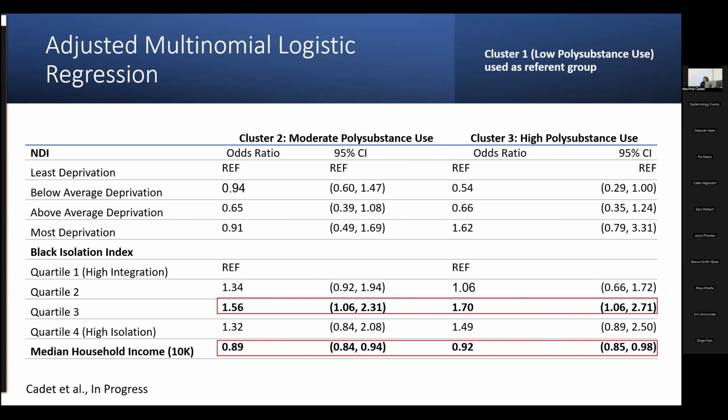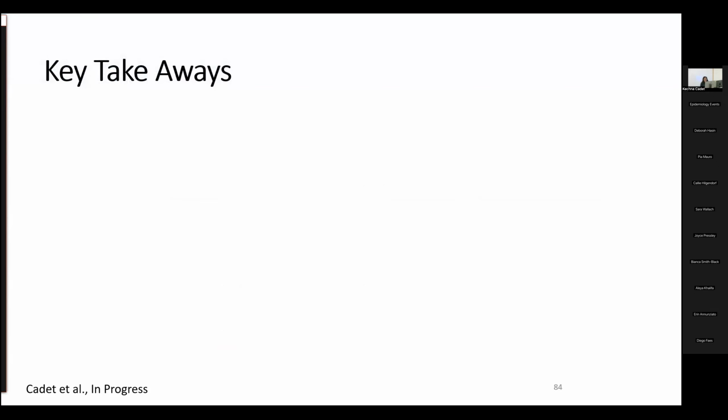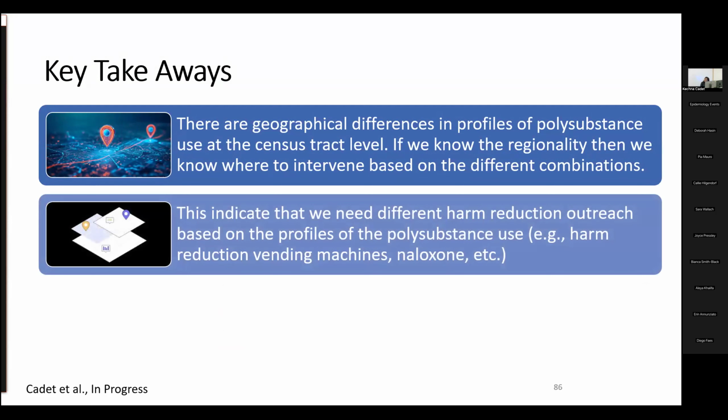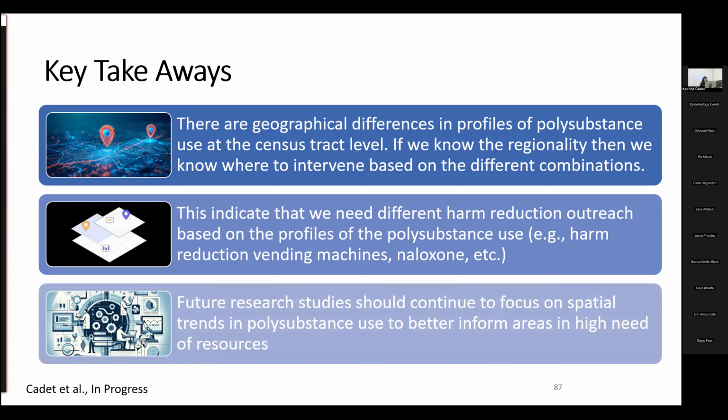I mean, this work is still in progress, and we do plan on looking more at spatial autocorrelation and possibly adding a spatial lag, but this is what we see so far, as that this does seem to indicate some regionality when it comes to polysubstance use, especially at the census tract level. And so by understanding areas where we might need to provide more outreach, whether that is providing these areas with high polysubstance use with increased vending machines with harm reduction materials like naloxone, or even thinking about how future studies can and should continue to focus on the spatial trends when it comes to polysubstance use, we can know where to best place our resources.